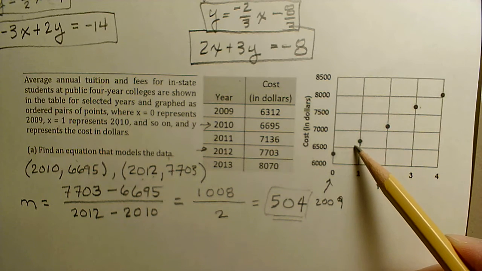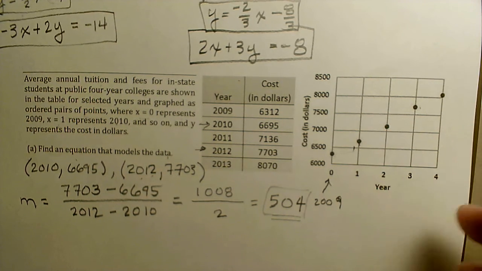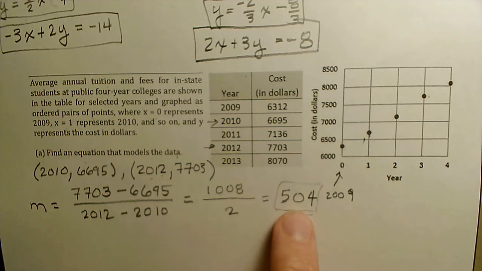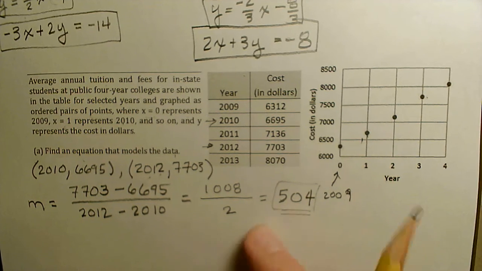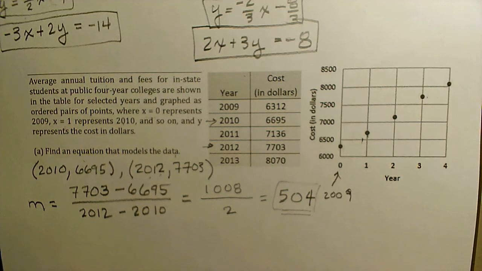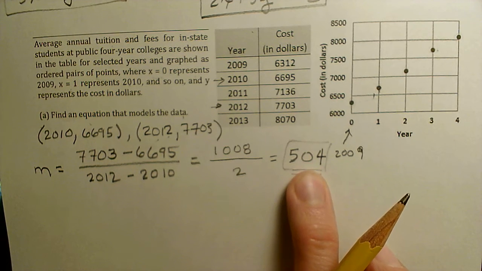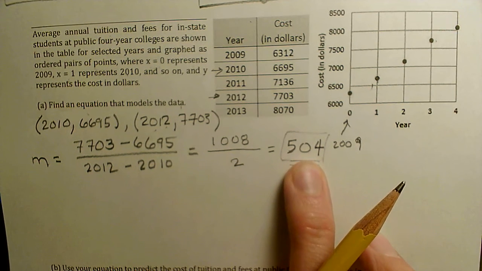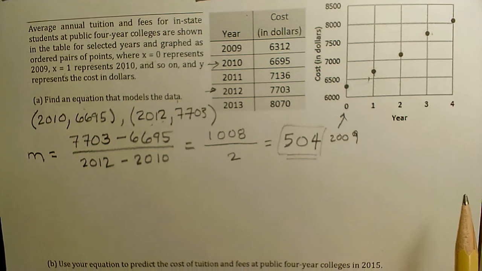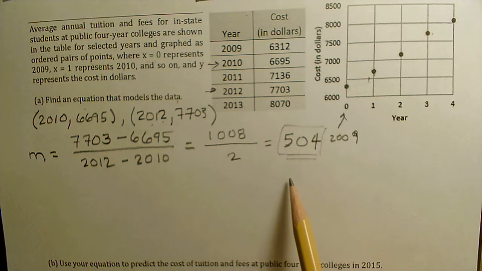Those are the points I figured are representative of the best fit line, but you're going to get a slightly different slope if you picked different points. Mine came out to be 504. You'd expect most of them to be similar to that. So let's then find the equation that models the data.